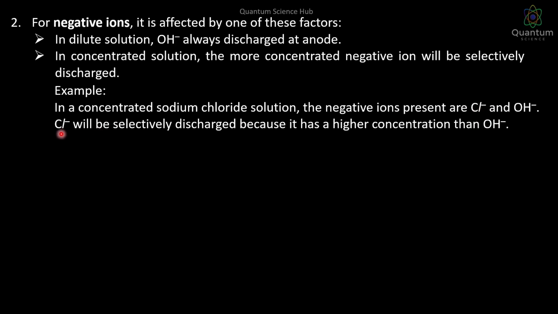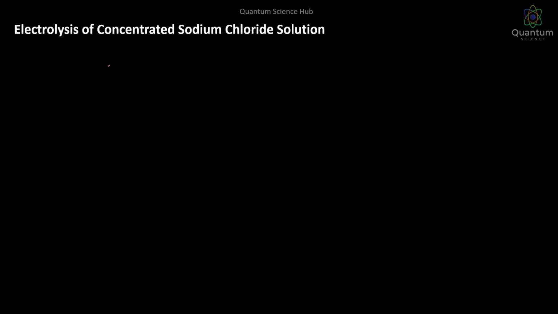So that's why Cl negative will be selectively discharged, because it has a higher concentration than OH negative. But when you have dilute sodium chloride solution, it's not only sodium chloride, you can choose dilute whatever chemical compound, it always should be OH negative that will be selected because it contains a lot of water, and water contains OH negative ions. Now let's see the electrolysis of concentrated sodium chloride solution.